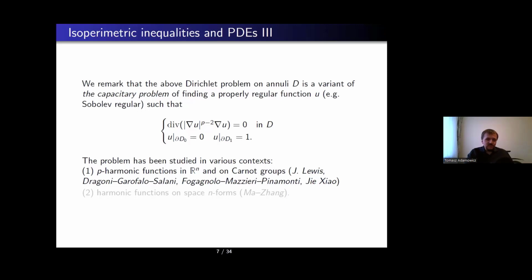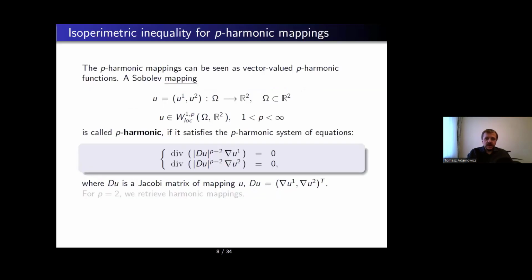Such capacitary problems also appear for harmonic functions on n-forms. This is a paper by Ma and Zhang. Okay, so in order to complete the introductory part on isoperimetric inequalities, I would like to give one more observation for p-harmonic mappings.